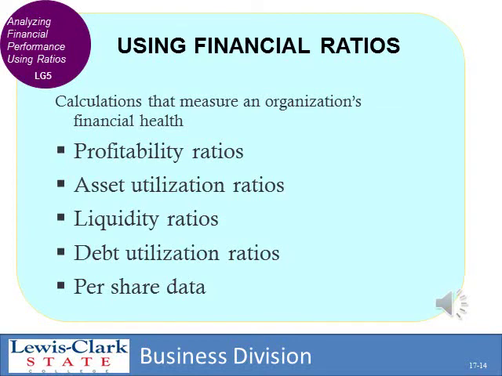Some of those ratios that you'll learn about in the book are profitability ratios, how profitable is the company, asset utilization, liquidity ratios, debt utilization, and per share data. They're very easy formulas if you have the data, and that's one of the reasons that public companies must report their financial condition every year within that annual report, or the 10K as it's called.